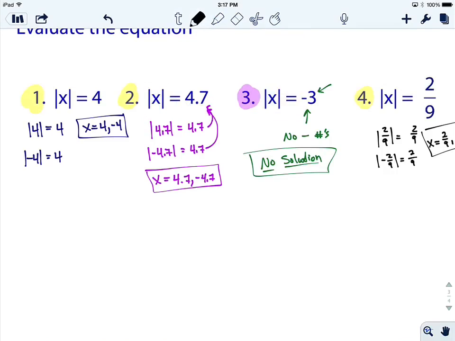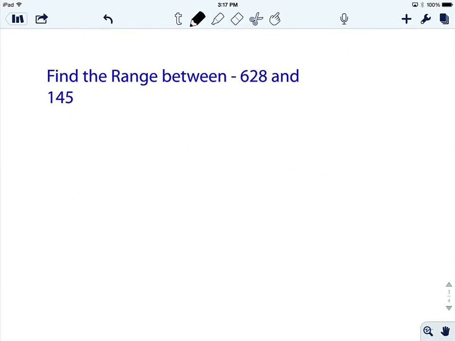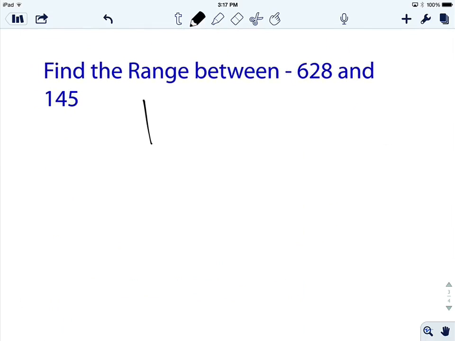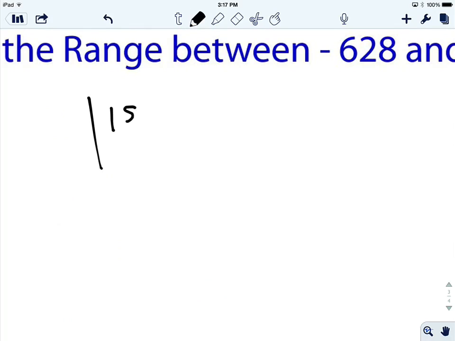All right. Moving on here. Now, finally, we're at the range. We talked about range a little earlier. I'll write down the formula once again. The range is the absolute value of the first number minus the second number.